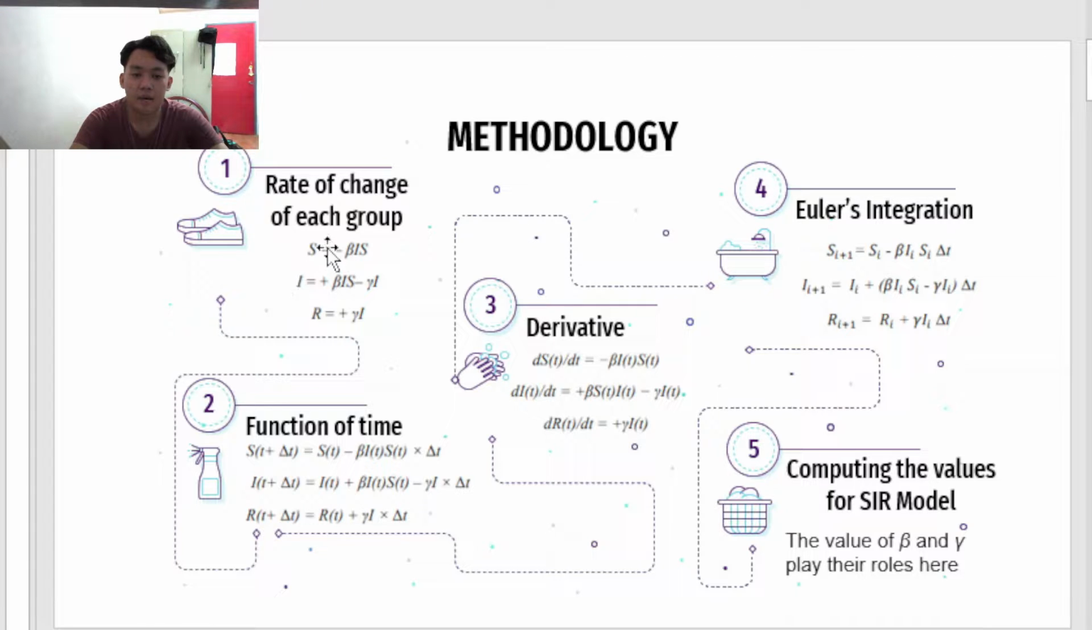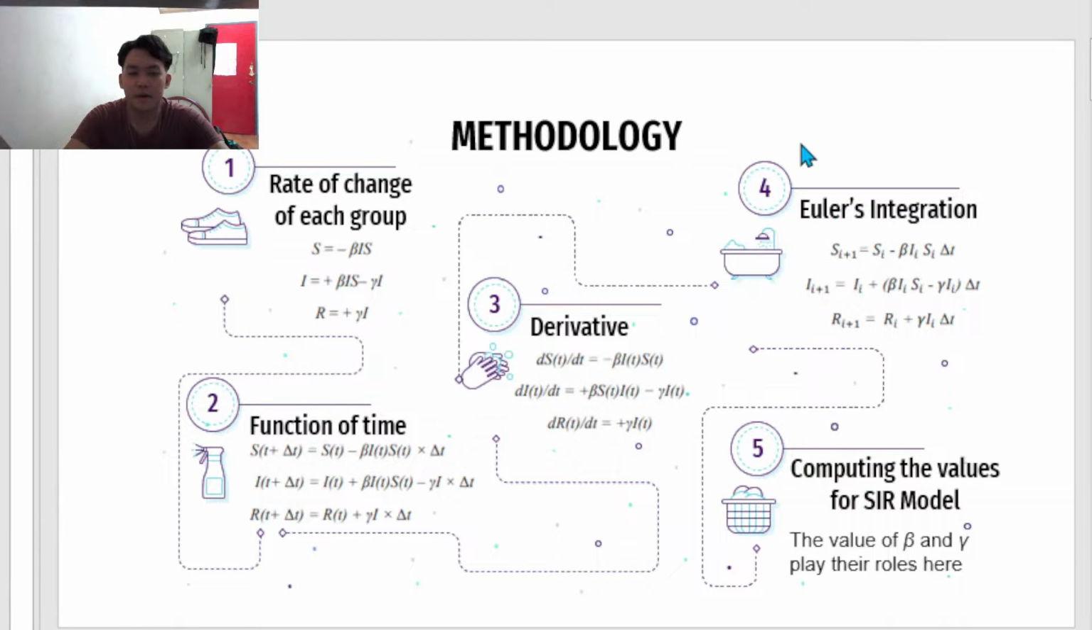But what we want is to find the rate of change for each group. That's why we will need another constant, which is known as gamma here, where it represents the recovery rate. So basically, we will have our first three equations, which represent the rate of increase for each group. So basically, like how the increase of the susceptible group will be represented by this formula, and so on.